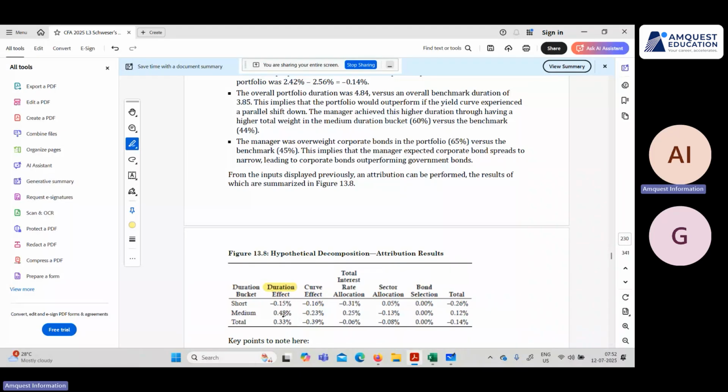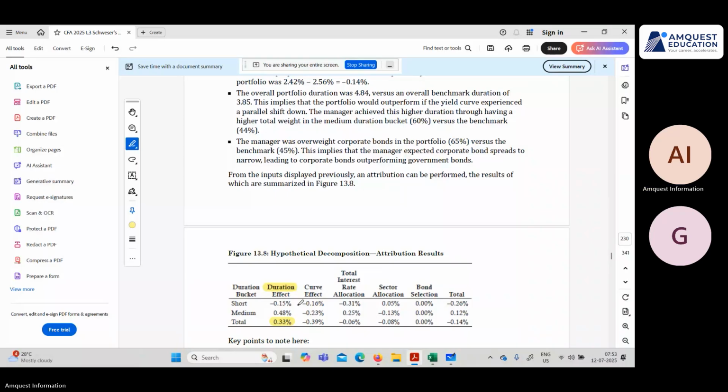The duration effect. Can you see that in terms of duration, I got a positive return? What does that mean? It means that what he thought, that the yield curve will go down, it actually went down. What I thought and implemented, if the return is positive, it means whatever I thought happened.